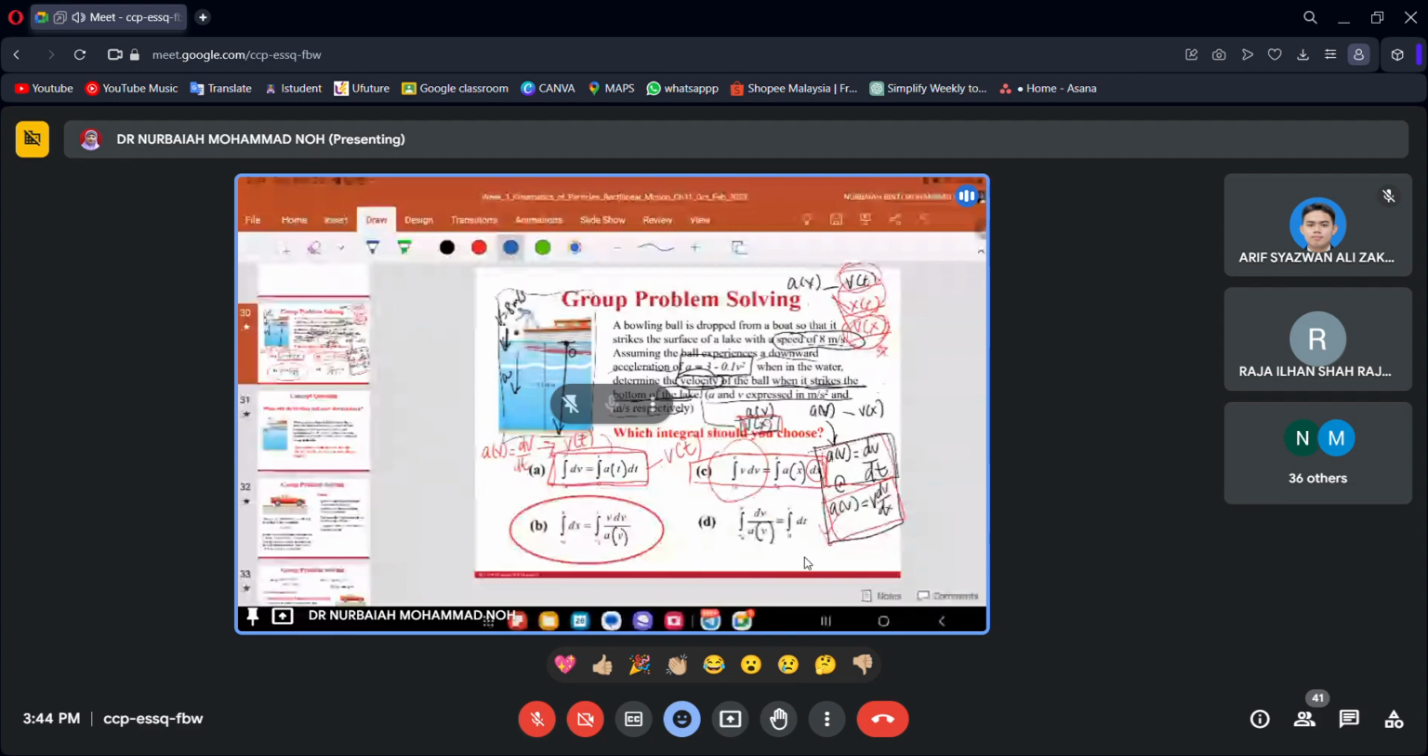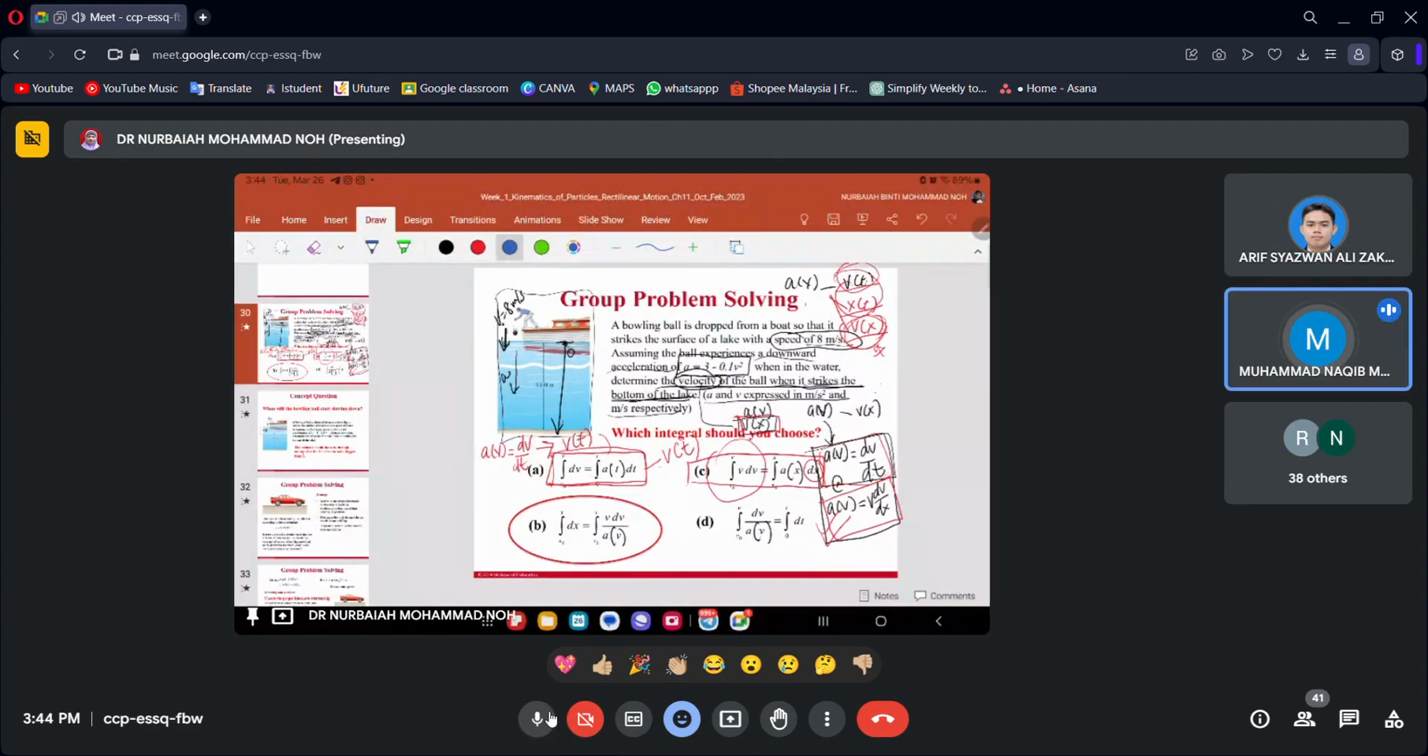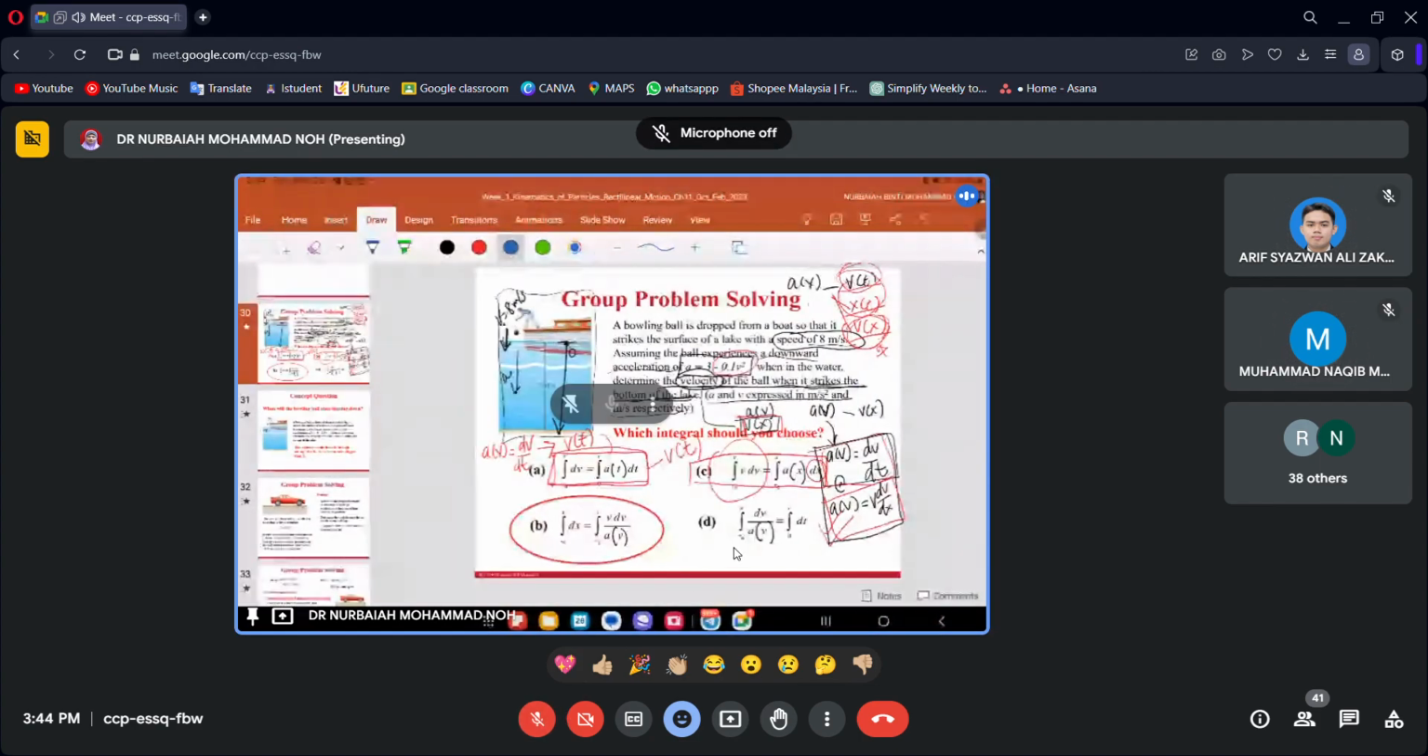Persoalannya sekarang, kenapa C ni salah? Sebab dia a(x) bukan a(v). Yes, sebab soalan dia a tu diberi as a function of v, tapi a ni dalam sebutan x. So salah lah. Ni out of the problem.